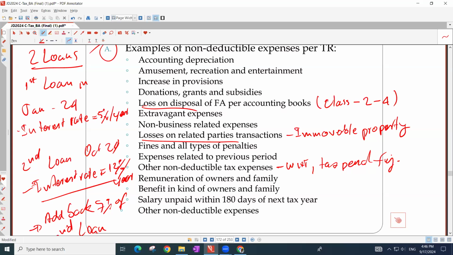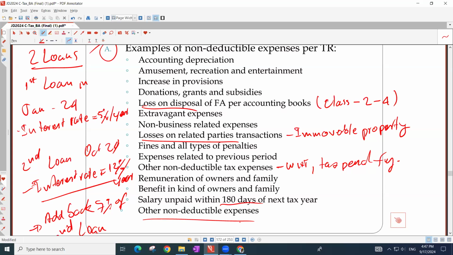Benefit in kind of owners and families. Salary unpaid within 180 days. And maybe some expense that is not on the list above, and you think it is non-deductible, you can include it here. This is a list provided by the tax department in the tax return. If you have gone through the whole list, but there is some other expense that you analyze and find you cannot claim as a deduction, then you can include it in the last point.